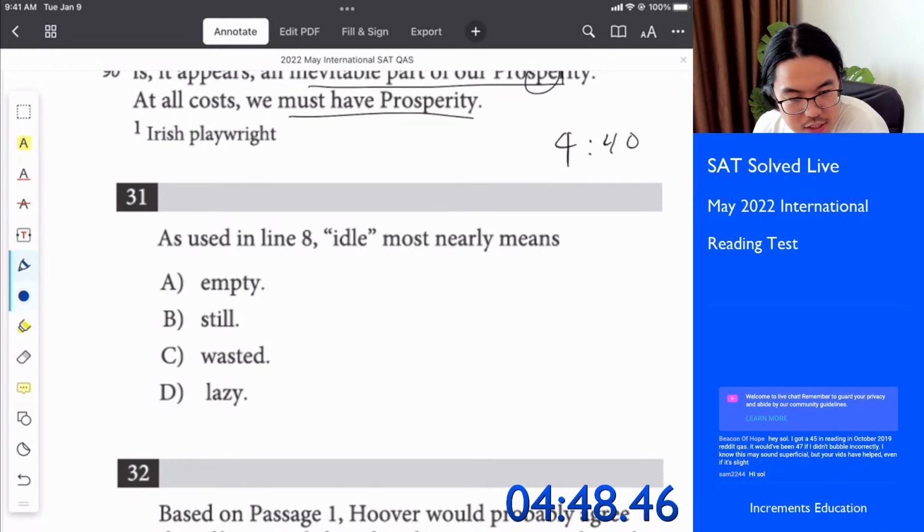Sam, what's up? If I could give myself a grade for that map of the passage, I would give myself a B minus or C plus. I'm trying to decide.